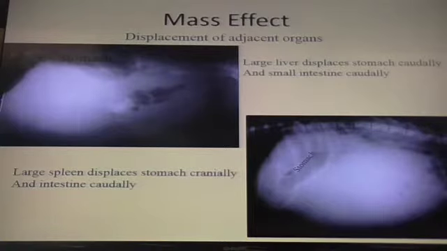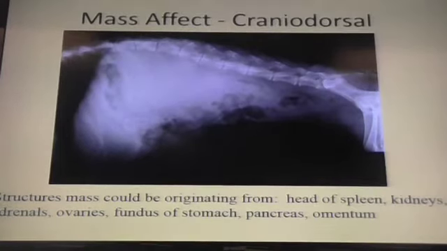Intestine, mesentery, lymph nodes. Okay, so that's how you approach masses. Now you talk about the opacity, where they're located, what they're displacing, and then what it could be originated from.